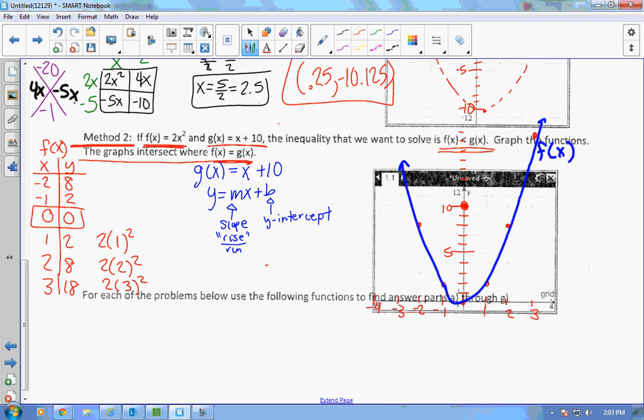Okay, Tyler, what's our slope from the g function? The slope is the multiplier to the x. How many x's are there? 1. So that would be 1 over 1. So we rise 1, run 1. Rise 1, run 1. And we can also go reverse to get more points. Down 1, left 1. Down 1, left 1. And you should see it look like a line.